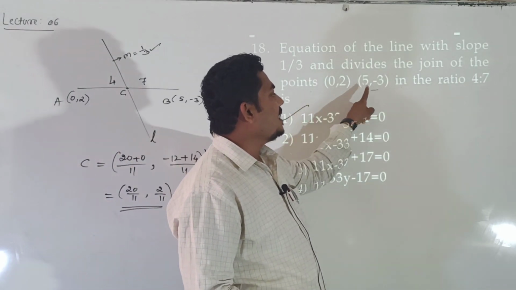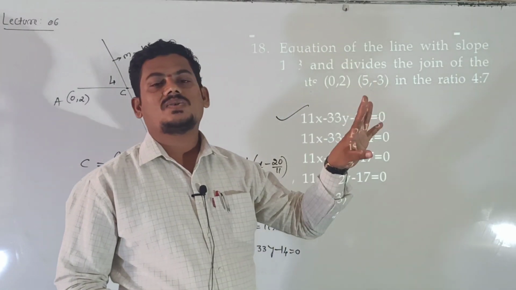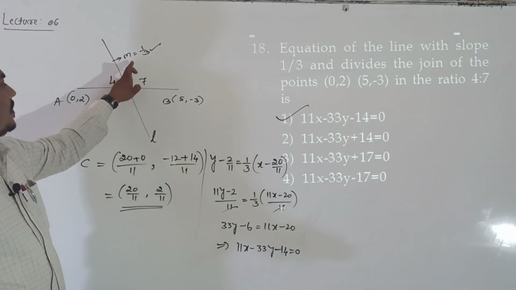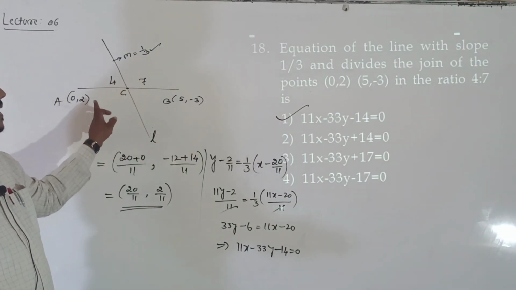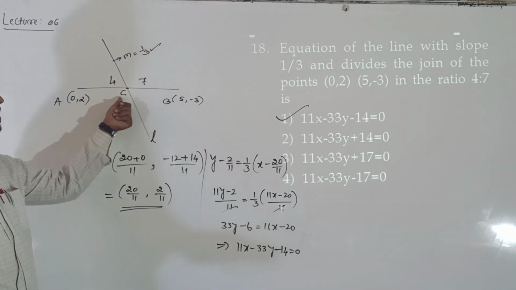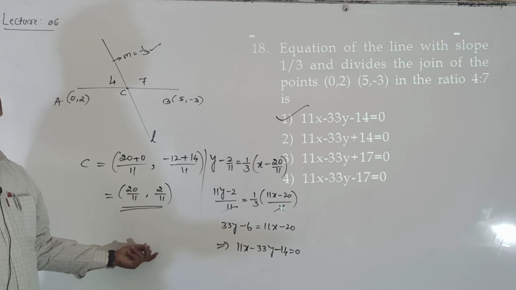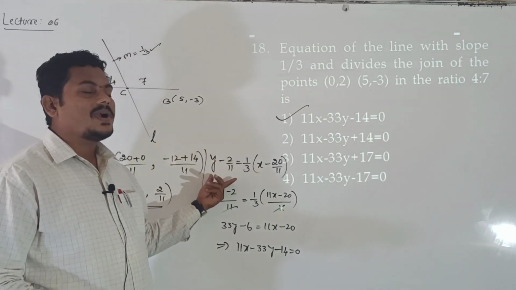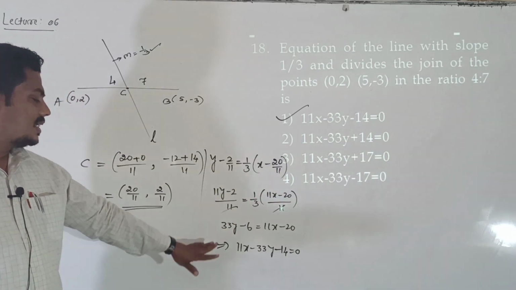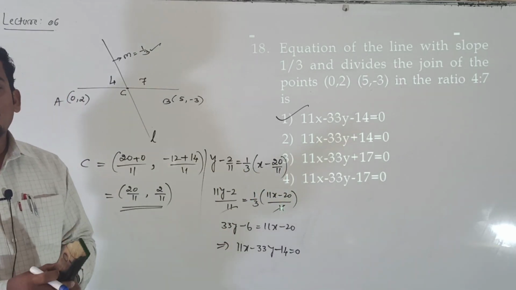Our required line divides the line joining these two points in the ratio of 4:7 and its slope is 1 by 3. Just by using the section formula, find the coordinates of C. After getting the coordinates of C, use the slope point formula, y minus y1 is equal to m into x minus x1. Then lastly you get the equation of the required line.